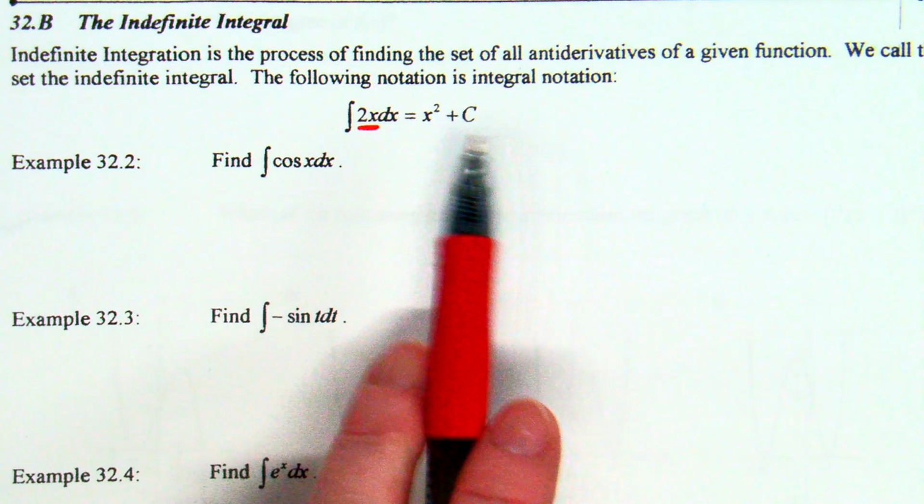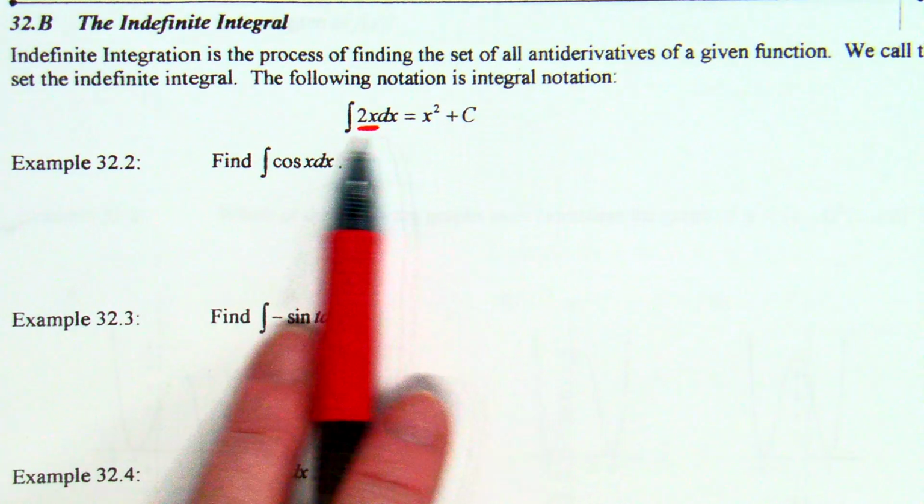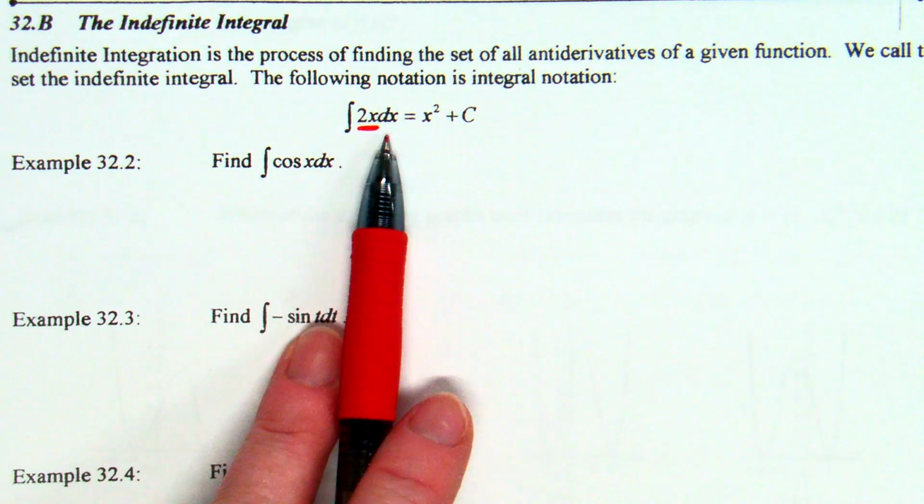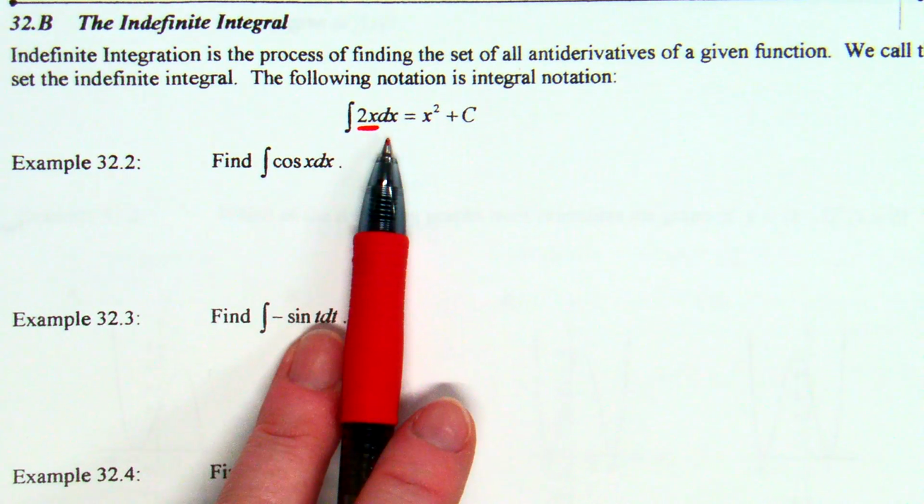The antiderivative of 2x is x squared plus c. This is your integral notation. Important that when you're writing your integral notation, you get in the habit of tacking on the dx. Or if it's in terms of y, you're tacking on a dy. Whatever variable it's in terms of. Okay?